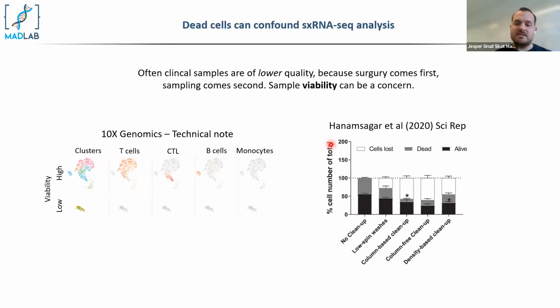These methods were tested in a recent paper by Hanamsagar and colleagues, where they did either no cleanup or different types of cleanup. And what they found was that only column-based cleanup or density-based cleanup reduces the fraction of dead cells. So for example, with low spin washes, there's no difference in the relationship between dead and alive cells; there are just fewer cells. But even after column-based cleanup, which is, for example, MACS filtering, there's still a significant proportion of dead cells left. So what we wanted to do was develop a method that can find these dead cells and see if we can remove them.